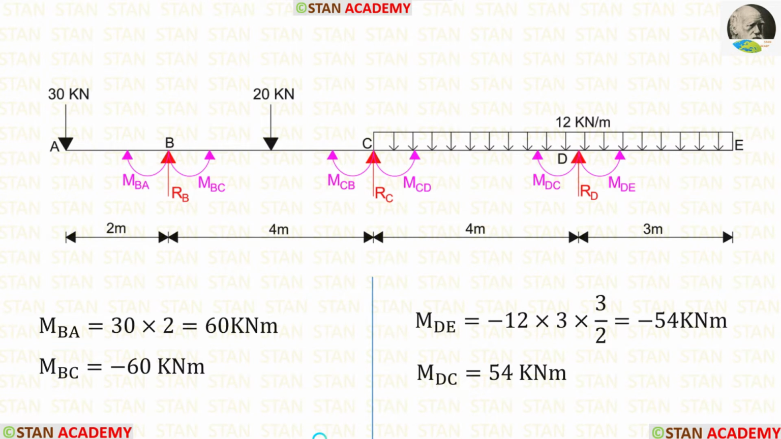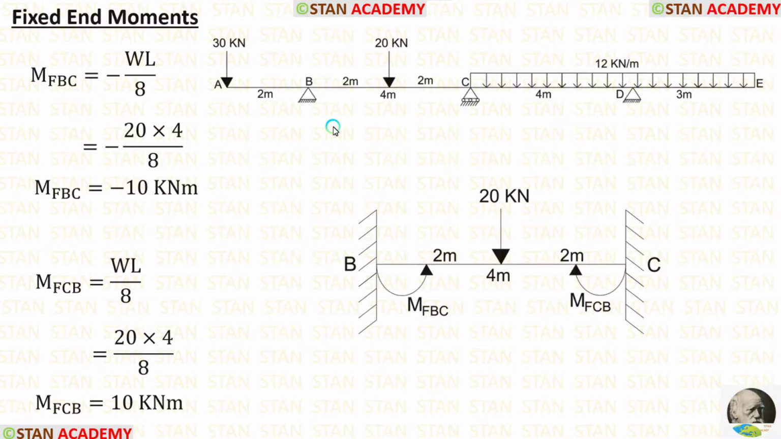Now, let us calculate the fixed end moments. We don't have to calculate the fixed end moments in the overhanging spans. Only we have to calculate them in the spans BC and CD. Let us calculate the fixed end moments in the span BC. In the span BC, there is a point load 20 kN. It is acting in the center.